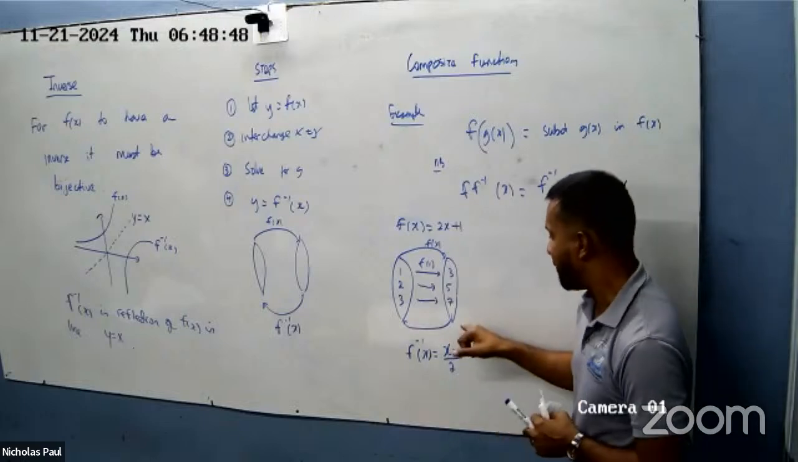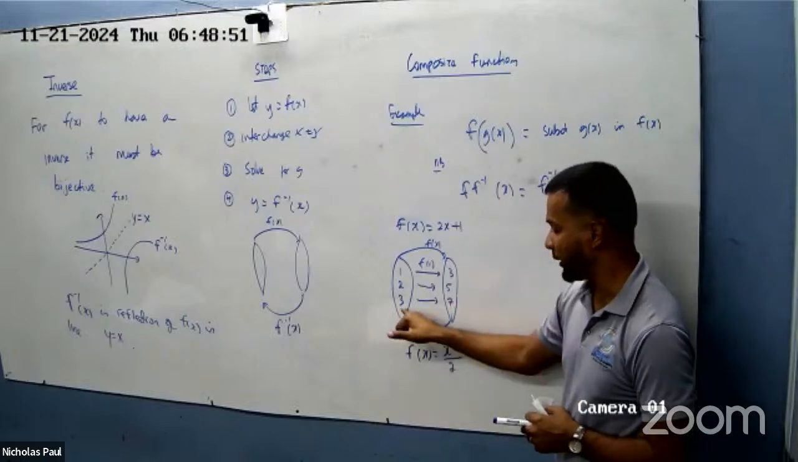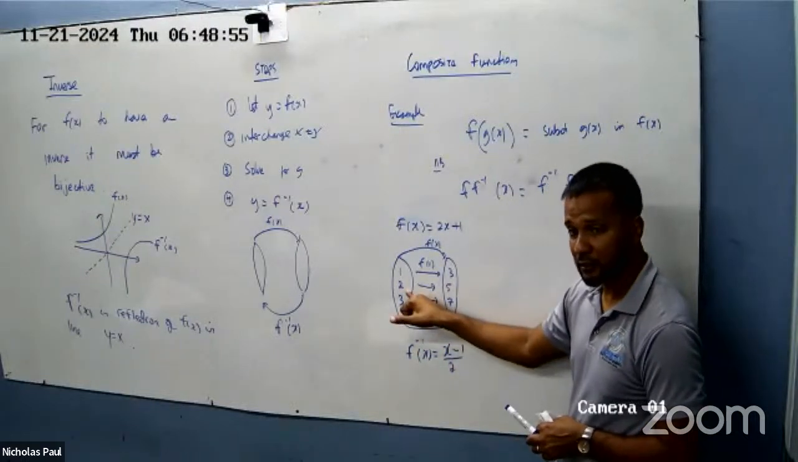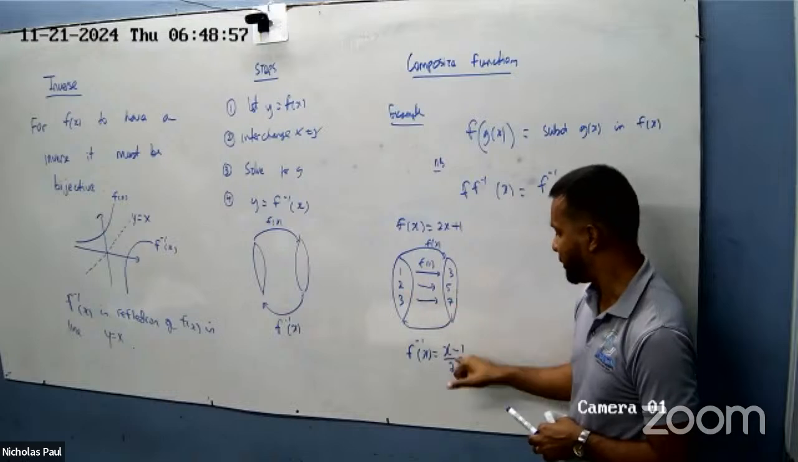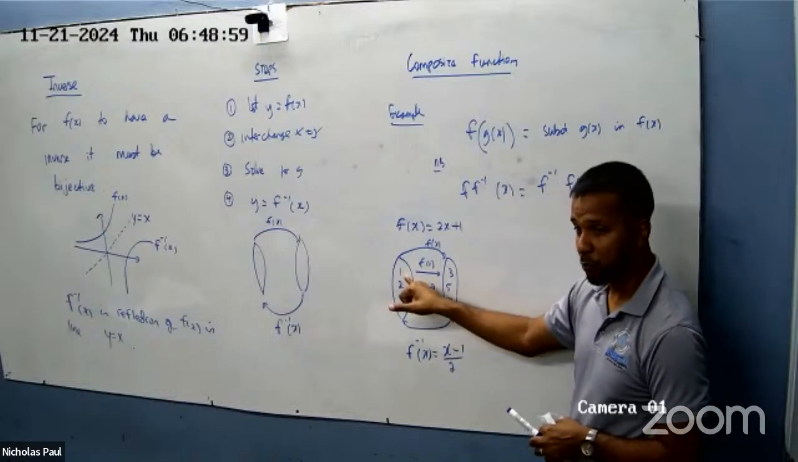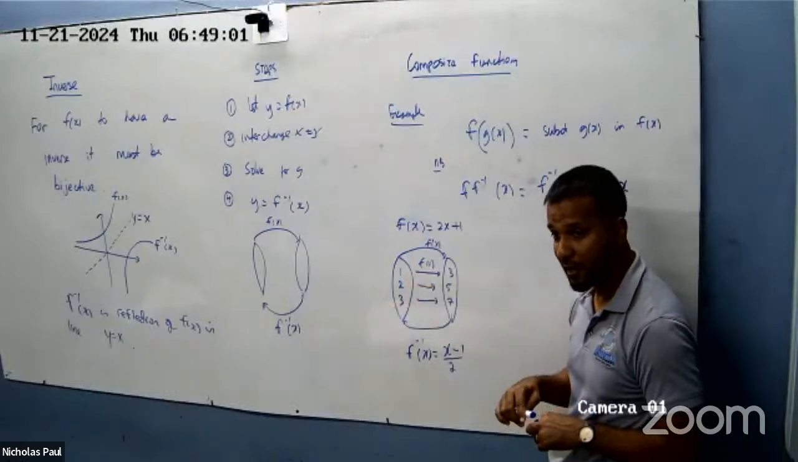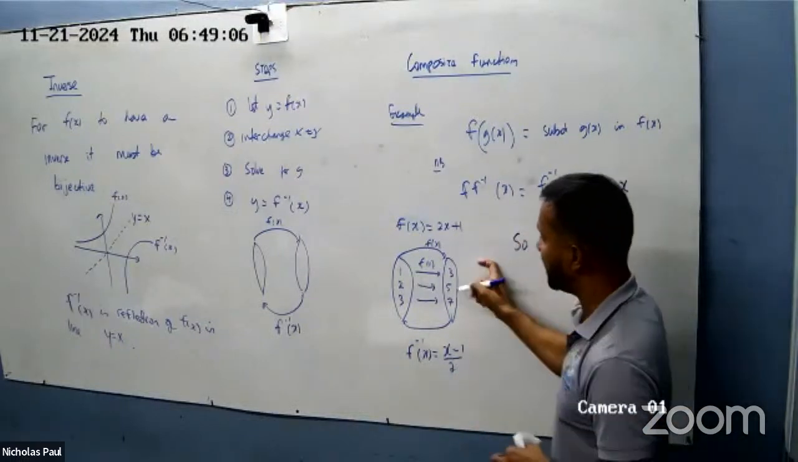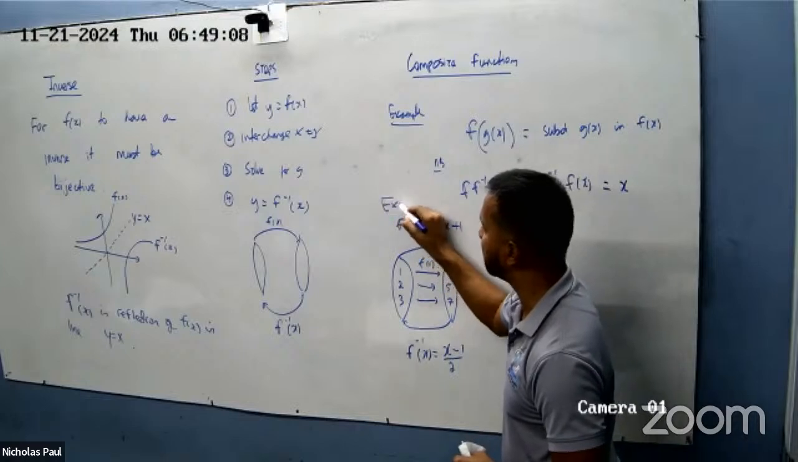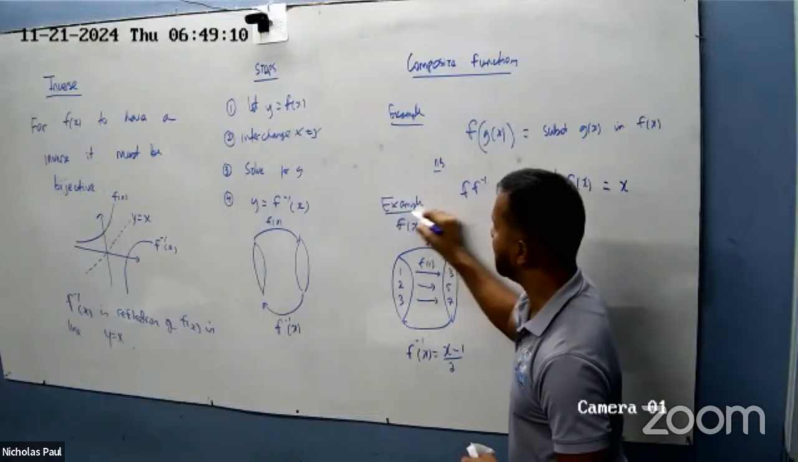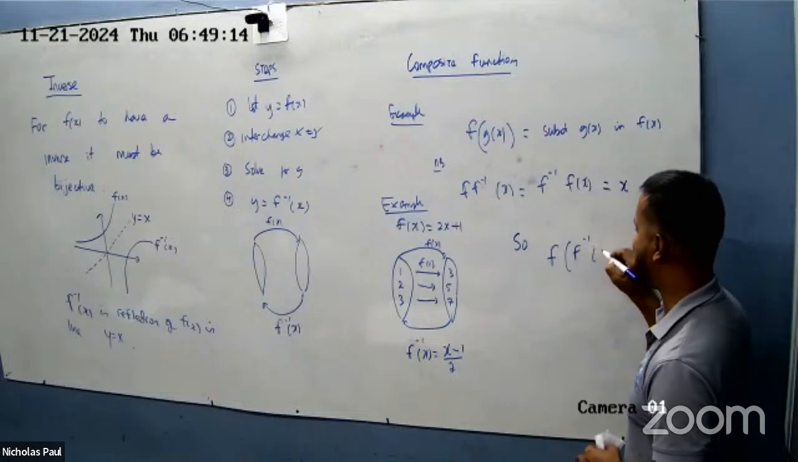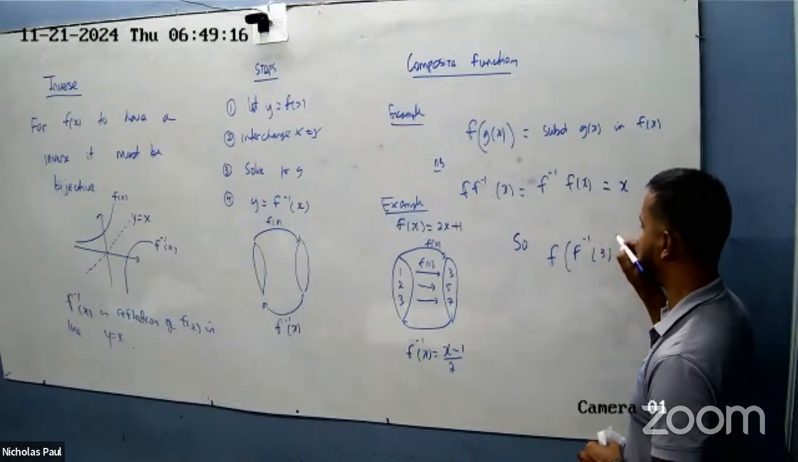If I put 7 in here, I'll get back 3. If I put 5 in there, I'll get back 2. If I put 3 in here, I'll get back 1. Correct? So using our example, what is f of f inverse 3?